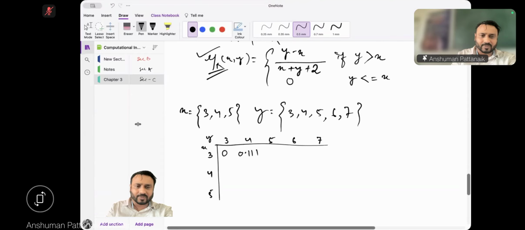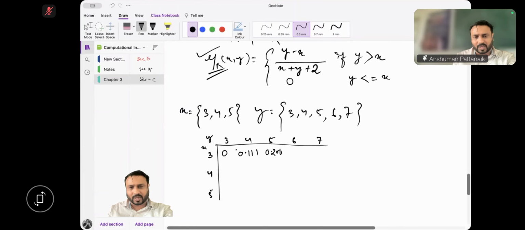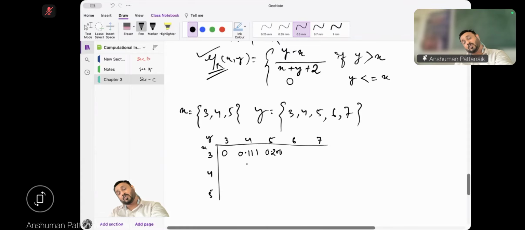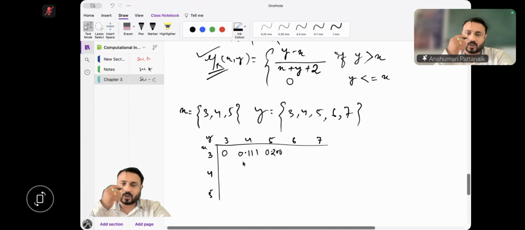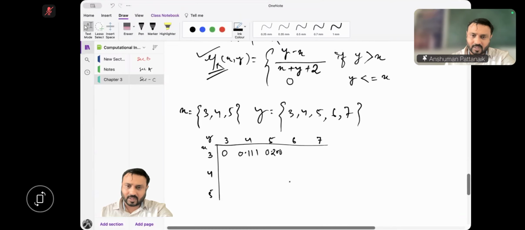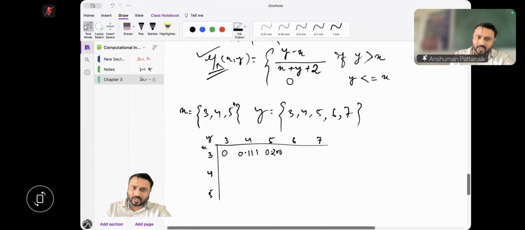3 and 5, 0.20. I'm taking up to 3 decimal points. Between 3 and 6, you calculate. What will be the value? 0.27. I'm telling 3.6, you are telling 2 points. Okay, I'm writing 0.273. What about the next one? 0.333. That's how you have to calculate all these.